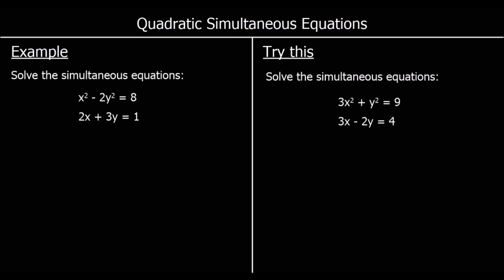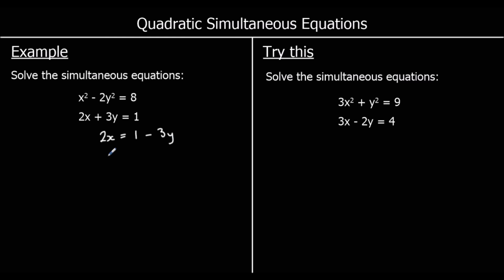And one more example. Again, we're going to change our linear equation, our second equation here, into either the form x equals or y equals. Either make x the subject or y the subject. It doesn't matter which way we do it. I'll make x the subject. So I'm going to take 3y away from both sides. So 2x is 1 minus 3y. And then half everything. Divide everything by 2.